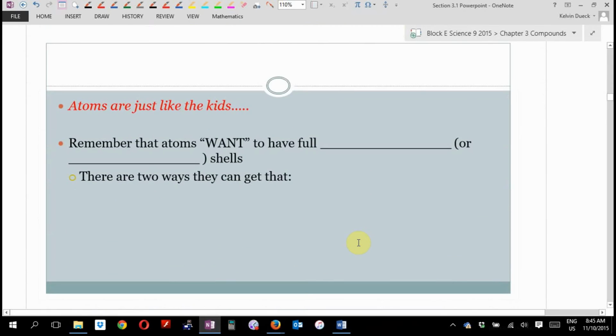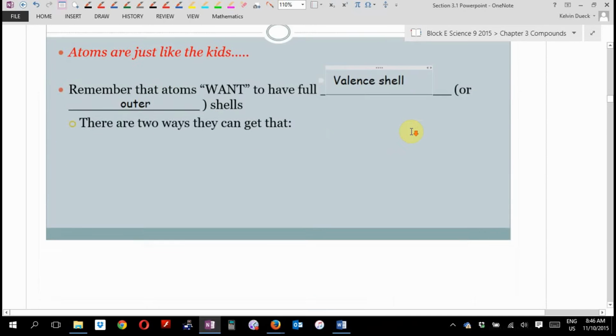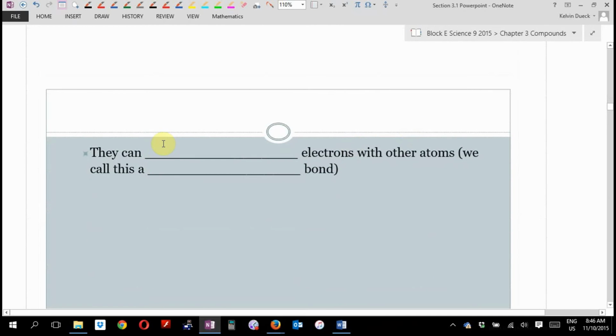So, atoms are just like the kids. Remember that the atoms want to have a full valence shell. Good. Remember, valence is the outer shell. I was going to put the word outer, but full valence or outer shell. Okay? There are two ways that they can get that. What two ways, you ask? Well, the first one is they can share electrons.